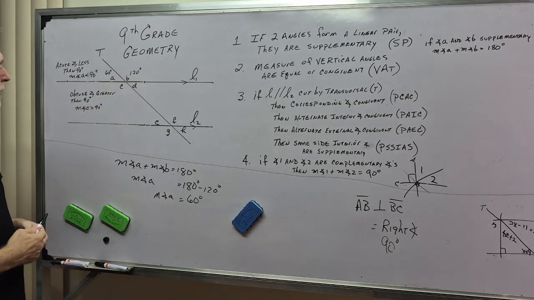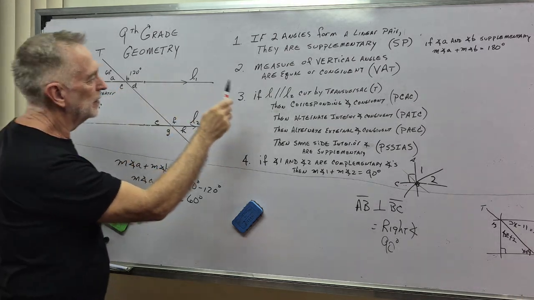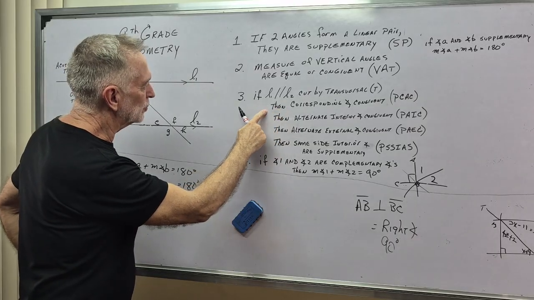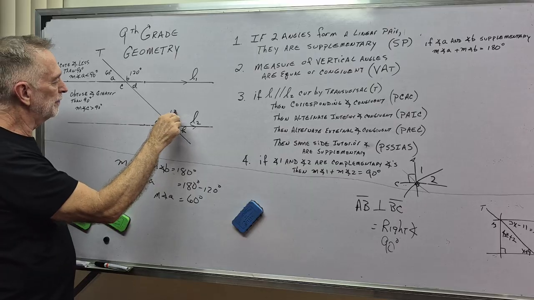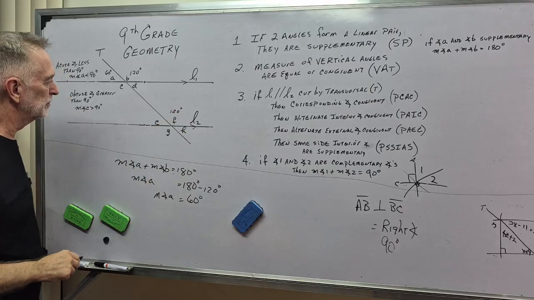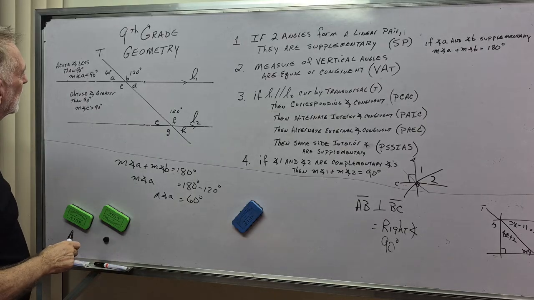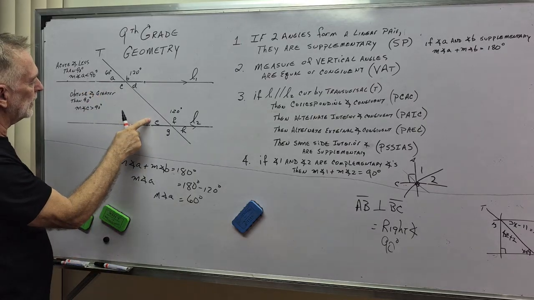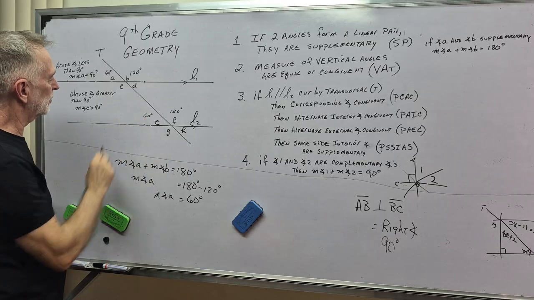What do I know about this one? Well, look at F. F is a corresponding angle to B. Well, F is 120 degrees. Okay, what does that mean for E? It's a corresponding angle to A. It's 60 degrees.